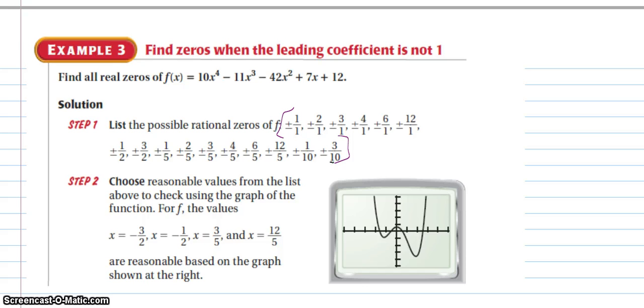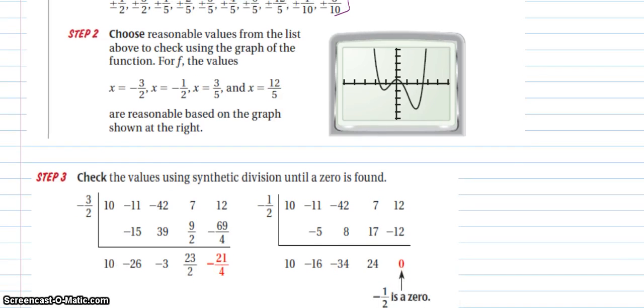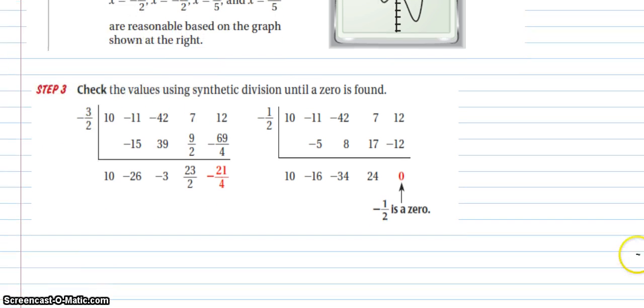So we can get down to -3/2, -1/2, 3/5, and 12/5. Now again, just because these are the only rational zeros does not make those the only possible zeros, so you still have to check with synthetic division whether or not they work. So let's try with that -3/2, and well, it doesn't quite work. With the -1/2 though, we do get a 0. So just like we did with the other one, we will factor.